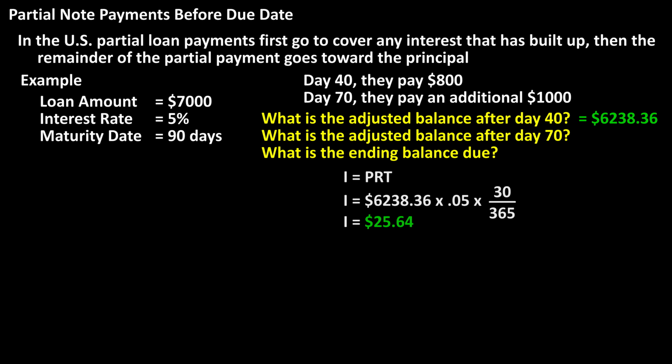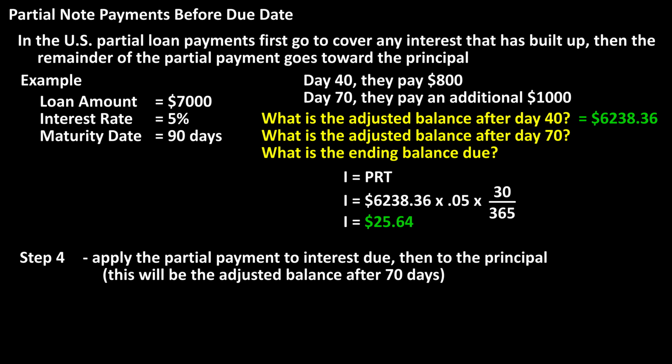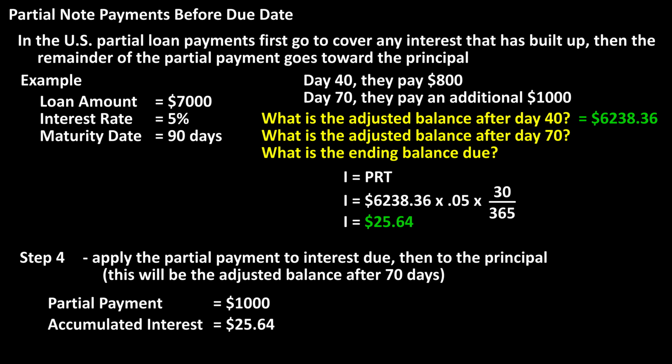Now for step 4, which is just like step 2. We again apply the partial payment to the interest due, then apply the remainder of the payment to the principal. This will give us the adjusted balance after the $1,000 payment on day 70. So we have a partial payment of $1,000. We first deduct the accumulated interest of $25.64 from that $1,000, which equals $974.36.